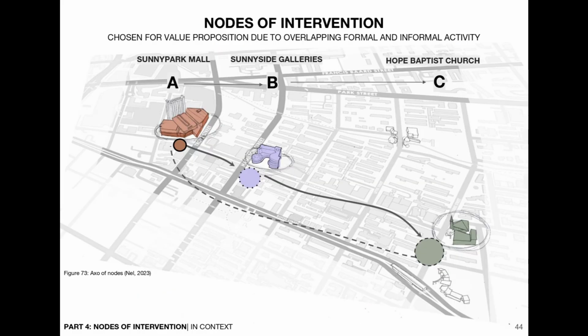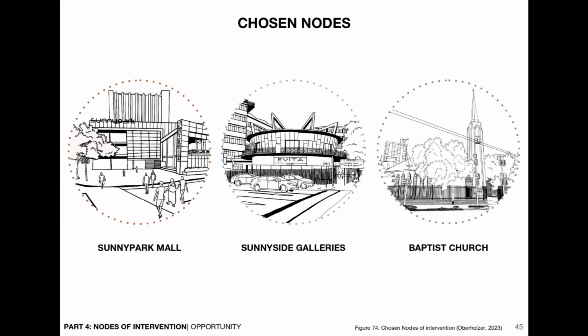In trying to contextualize our typologies within the urban setting, we looked at three nodes within Sunnyside where there was an overlap between the formal and informal typologies. The chosen nodes are Sunny Park Mall, Sunnyside Galleries, and the Hope Baptist Church. From our observations on site, these intersections were highlighted to have the most potential for future interventions. These nodes essentially become landmarks that would anchor our proposal in the context of Sunnyside.